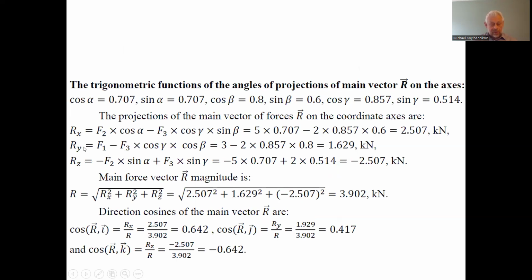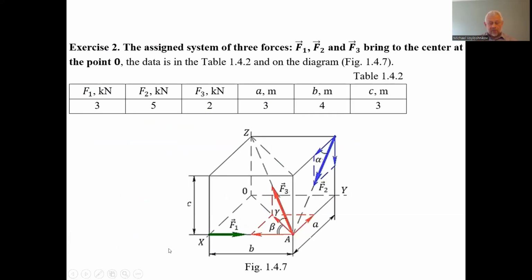And the same for projections of the assigned forces on the axes Y and Z. On the axis Y, we found the force F2 does not cause a projection of the main force, because F2 lies in the plane perpendicular to the axis Y. The force F3 causes the projection.